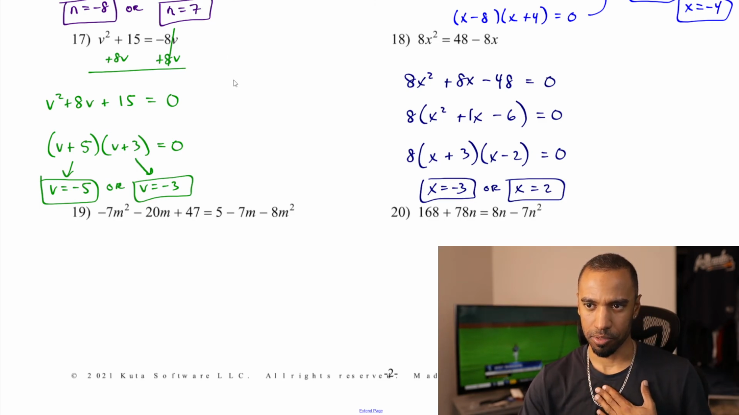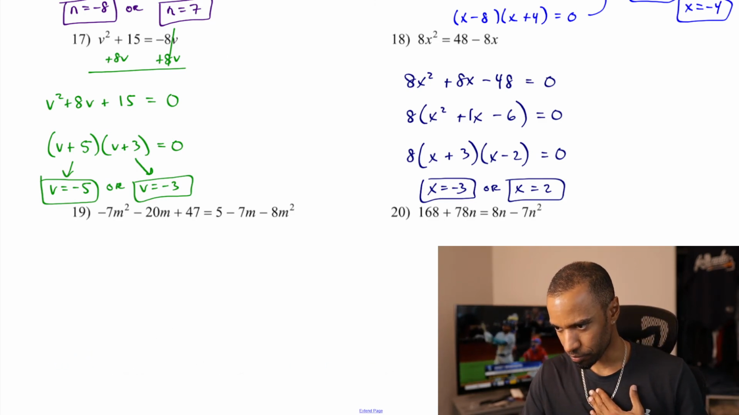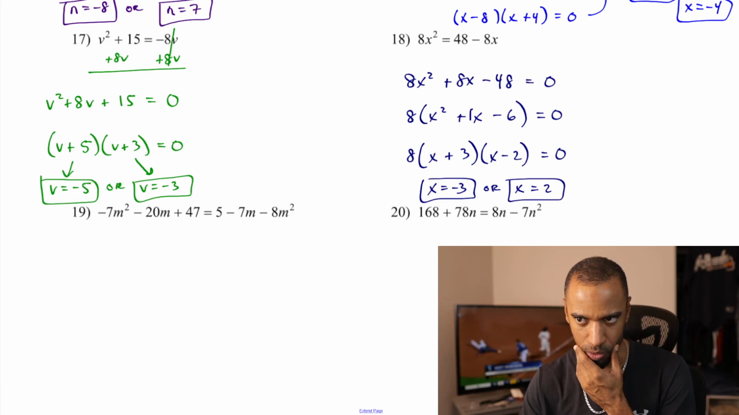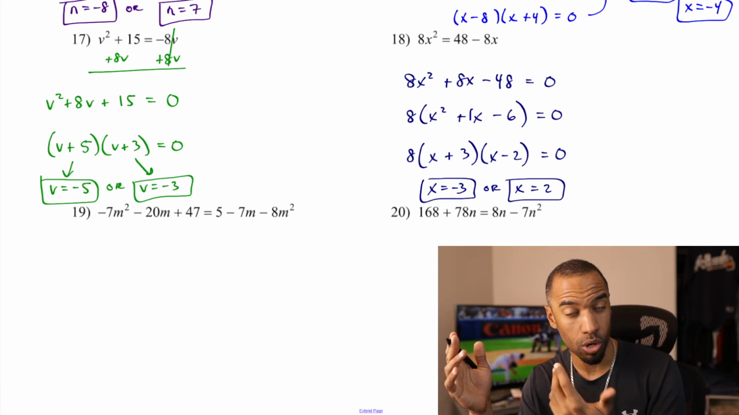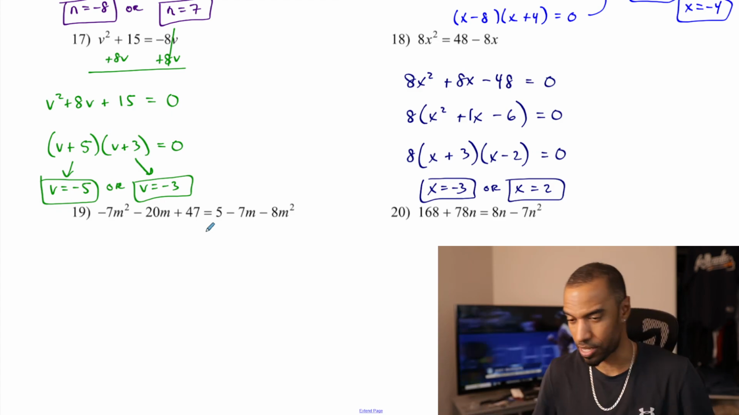Excuse me. All right. Two more problems. They look a little more robust, but I promise you they're not. Let's look at one thing at a time, though. We've got to get the x squared, the m squareds over, and we've got to combine like terms. We've got to set it equal to 0.